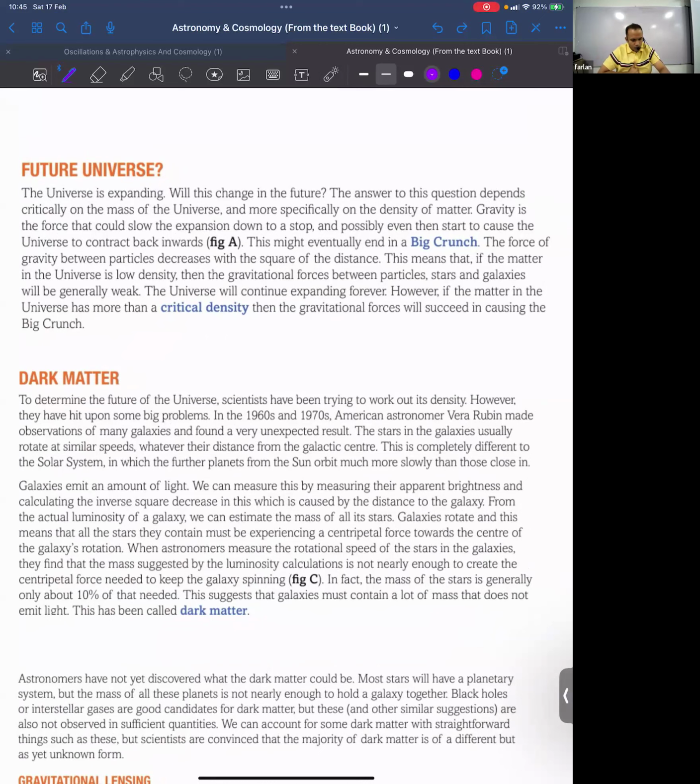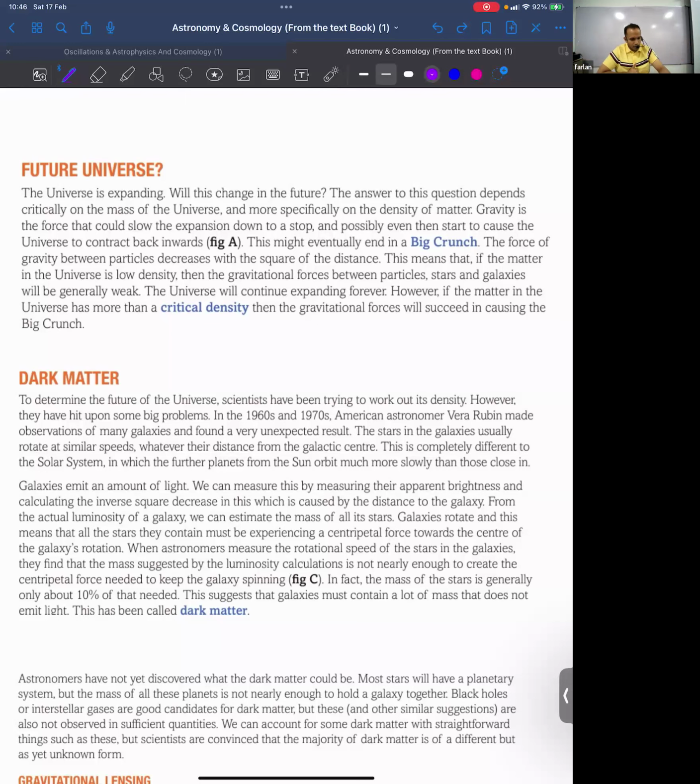Gravity is the force that could slow the expansion down to a stop and possibly even then start to cause the universe to contract back inwards. This might eventually end in a big crunch, the exact opposite of the Big Bang. There could be a big crunch. I'll come back to the same point.